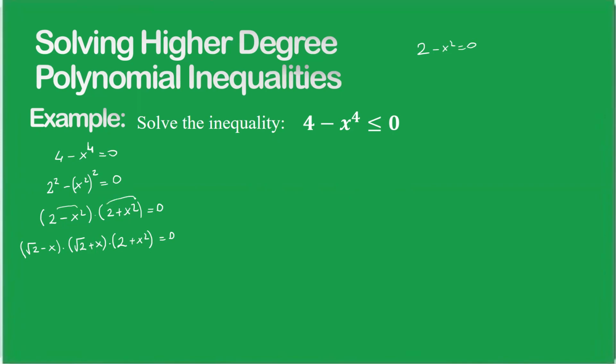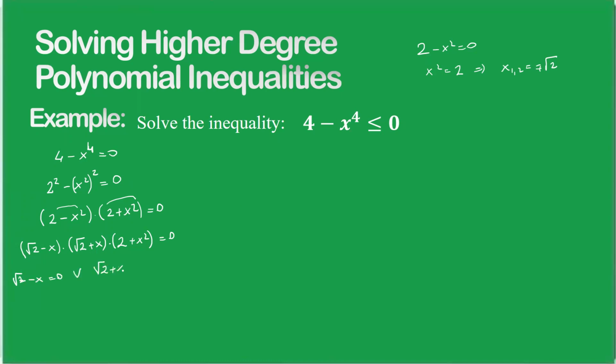I'll think about this one. This one is 0, or this one is 0. This one cannot be 0. You know this one, so it is always positive. So this one can be 0. So x squared is equal to 2. Then which number squared is 2? There are two values here. x is plus minus square root of 2.